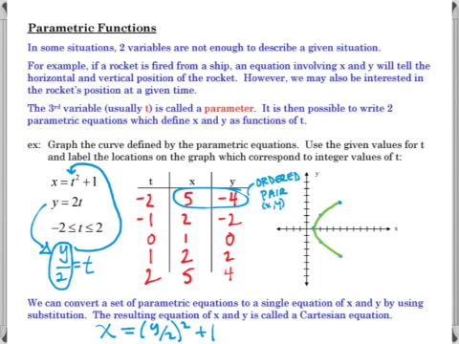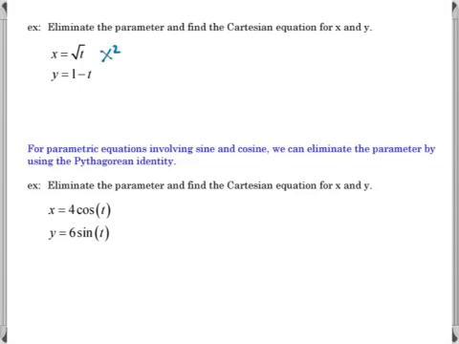All right? On the back, I want you to try to eliminate the parameter for those 2 equations, and then for the ones below it as well. It'll take about 5 minutes, and then we'll go through my solutions and see if they work.